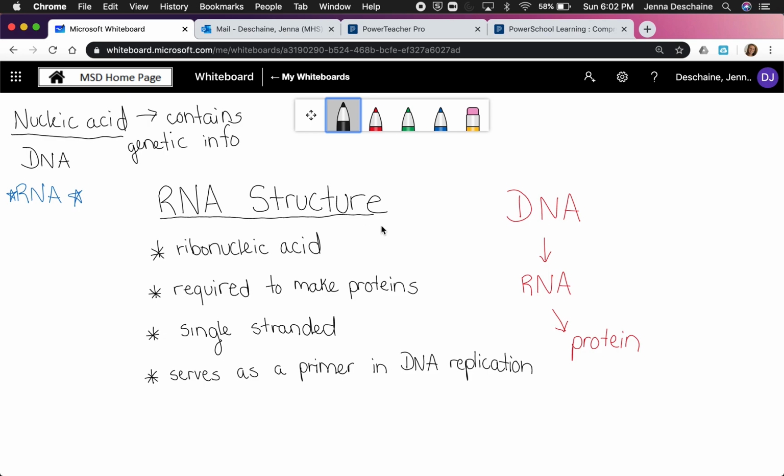But first, I want to talk a little bit about DNA and proteins. This right here is the way that proteins are made, in a very brief summary. First, your DNA is used to help make a strand of RNA, and RNA is used to make proteins. Your body is able to read this RNA and help make proteins that are needed. Also, RNA serves as a primer in DNA replication.